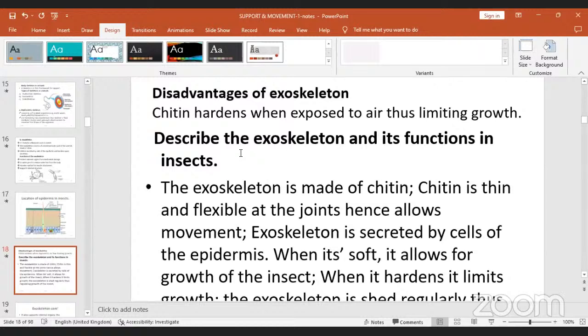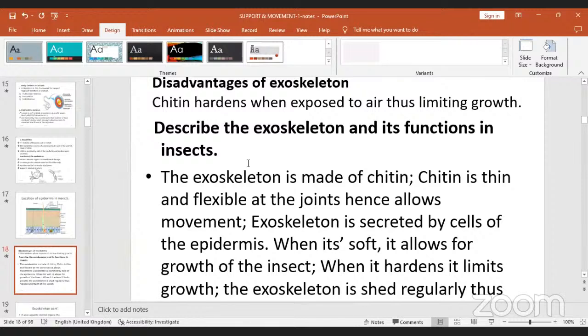And when you talk about this growth, it's an increase in size, but cell division is still taking place. The point is, when chitin hardens, it limits growth. Now you can be asked another question, which can carry a couple of marks, like 10 marks: describe how the exoskeleton is adapted to its functions.